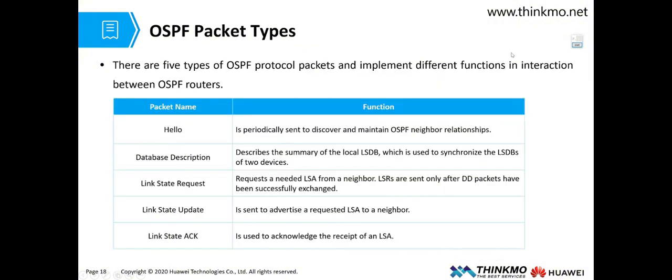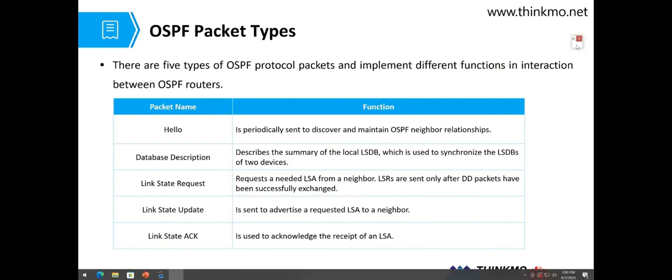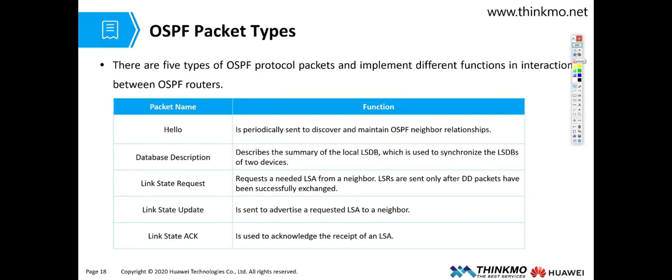Now, let's talk about how OSPF handles this. How do we establish neighbors and synchronize our data? Actually, it's achieved through the interaction of 5 types of OSPF messages between our OSPF routers to perform different functions. For example, what are the names of these 5 types of messages? Hello, DD, LSR, LSU, and LSA.